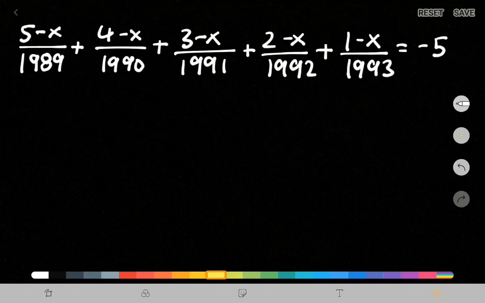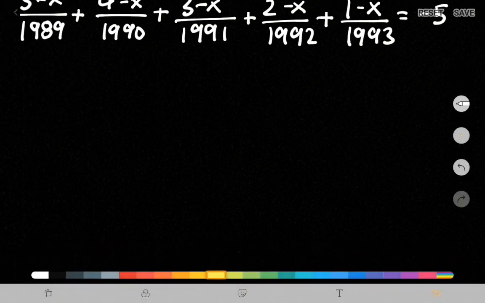Okay, so today we are going to solve this problem. Find the value of x in this equation. Try this problem for at least 5 to 10 minutes. Okay, let's start.